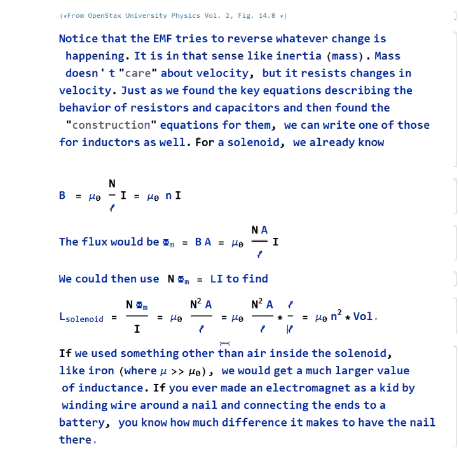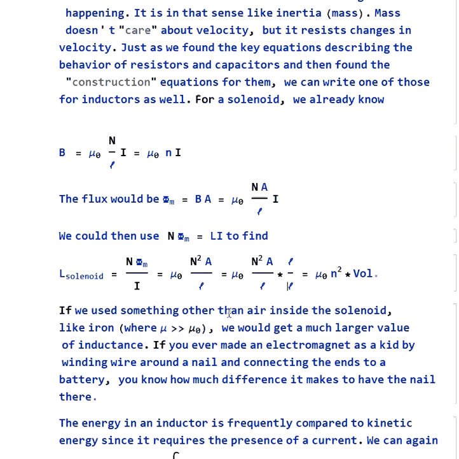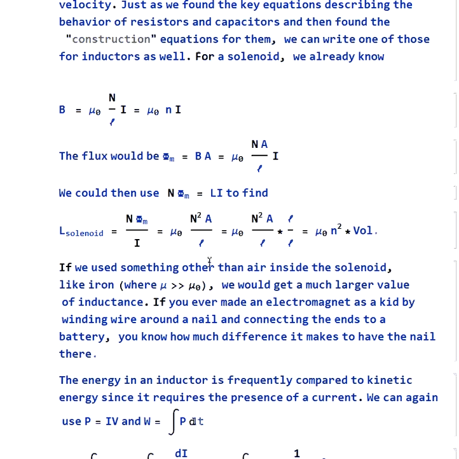We could make a much better solenoid using iron instead of a vacuum, because mu for iron, the permeability, is much greater than the permeability of free space. If you were a kid and made an electromagnet by wrapping a wire around a nail and then connecting the ends to a battery, you might have experimented, do I need the nail? And if you did, it makes a big difference to have the nail there, because then you have this value that could be thousands of times the vacuum value, making it a much better magnet.